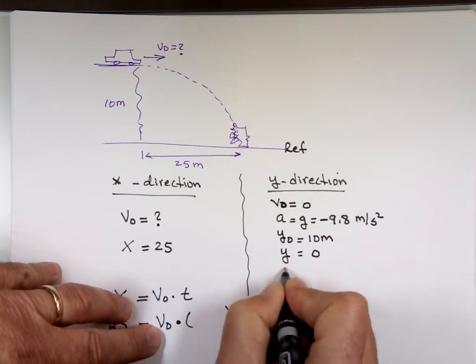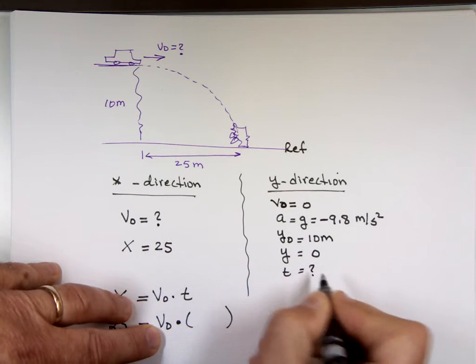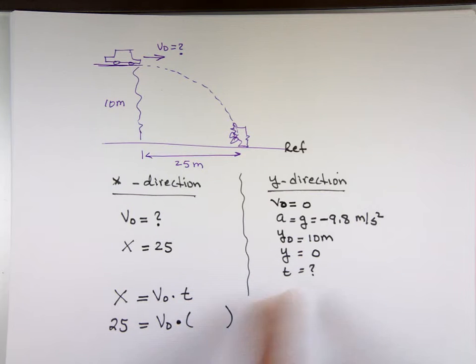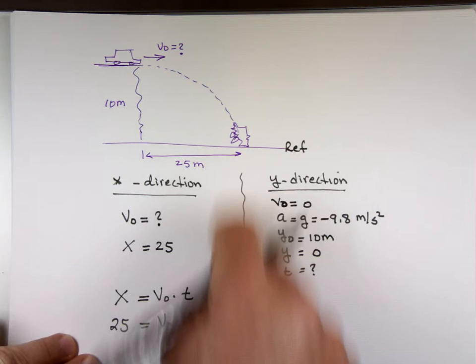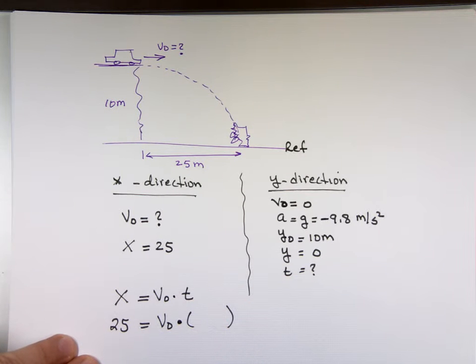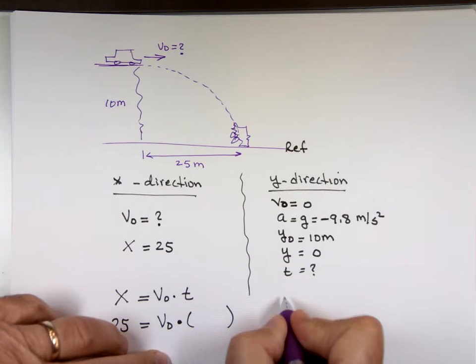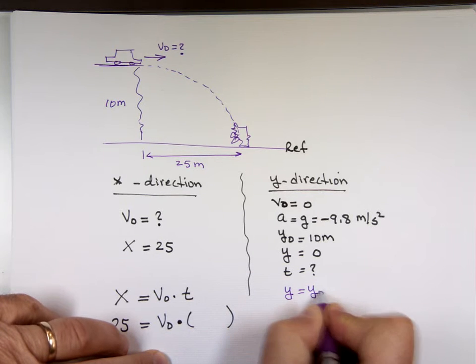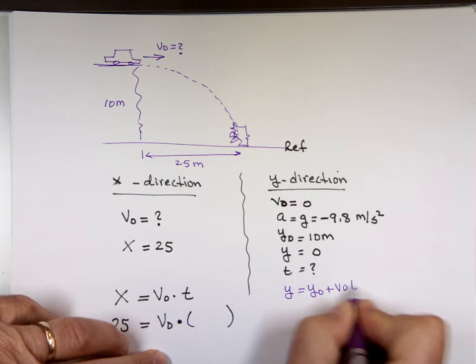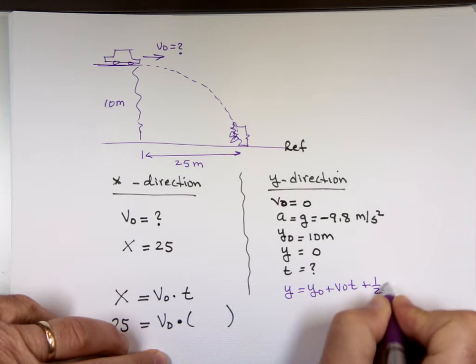Can we find the time? Because if I can find the time, I can plug it in here and get my initial velocity. Remember, all the equations that we covered are available in the y direction. So look through your notes, see which one maybe will give me that. Could I use this one, y equals y sub 0 plus V0t plus 1/2 gt squared? Could I use that one?